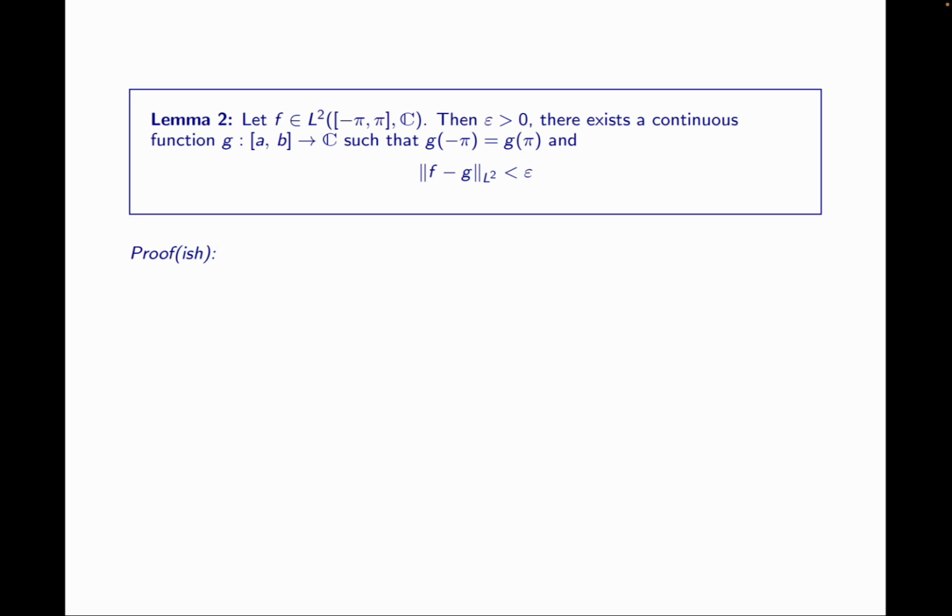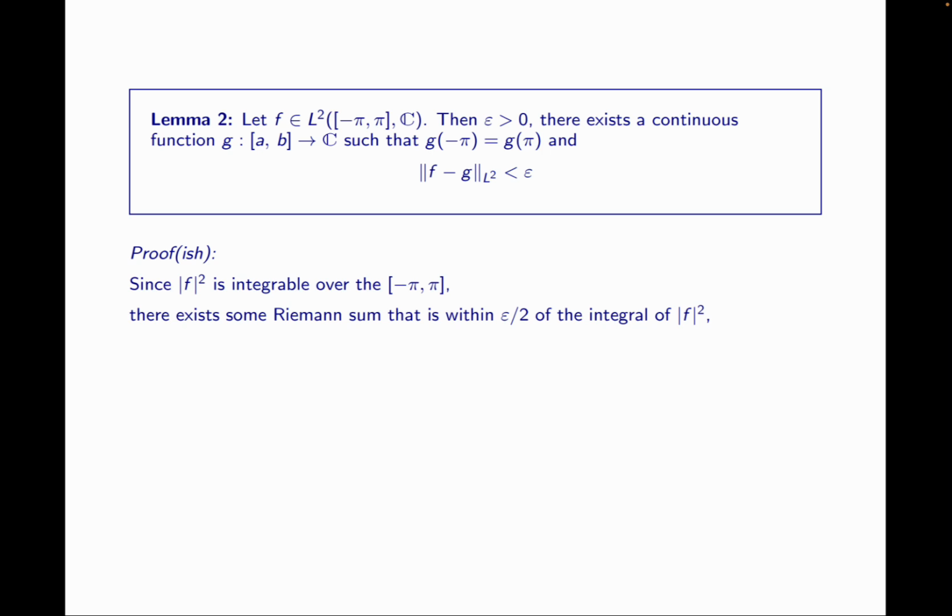I don't want to spend a lot of time on the details because it's not really germane to the point of this lecture, which is that Fourier functions are a complete orthonormal basis. They do converge to functions in mean, and we also want to describe in what other ways they converge. But the idea of the proof of lemma 2 is, since f is in L2, the absolute value of f squared is integrable, which means there exists some Riemann sum that's within half an epsilon of the integral of the absolute value of f squared.